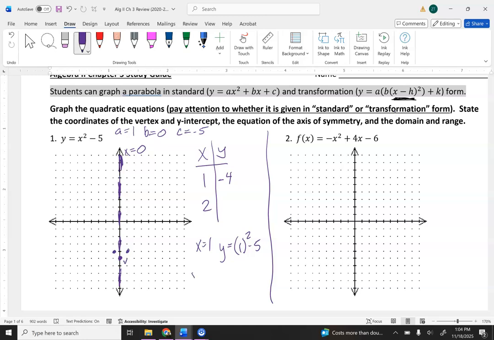And then if we do x equals 2, that would be y equals 2 squared minus 5. 2 squared is 4, so 4 minus 5 would make a -1. So then when x is 2, y is -1, and we can plot, once again, the reflected point on the other side. And that gives us our parabola.